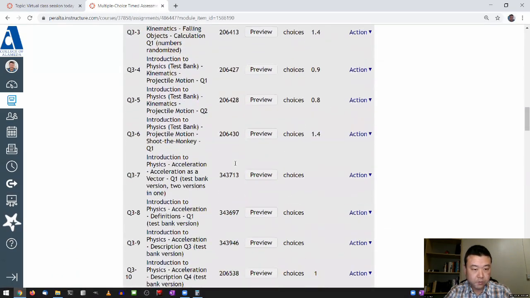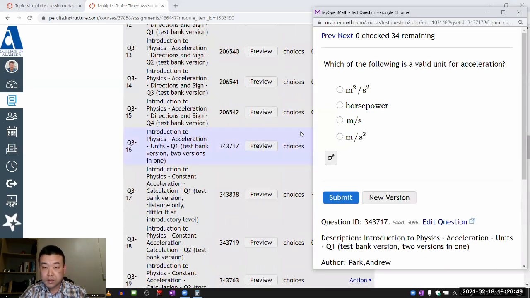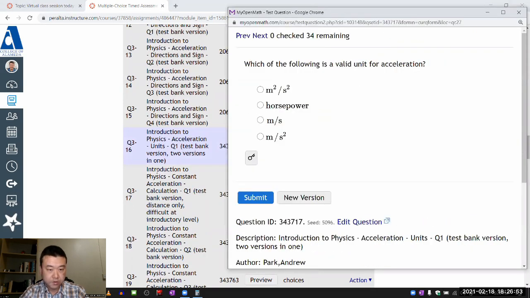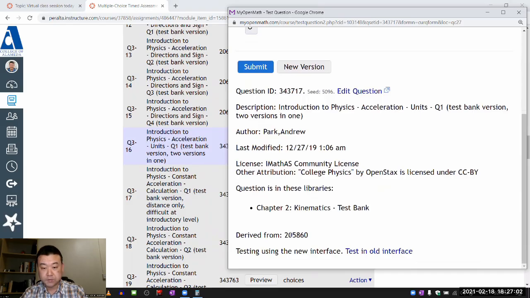So let me just pick a question at random here, like this one. When the question description says test bank version, this is the sense in which it's a test bank version. It's derived from this question here, 205 H60.